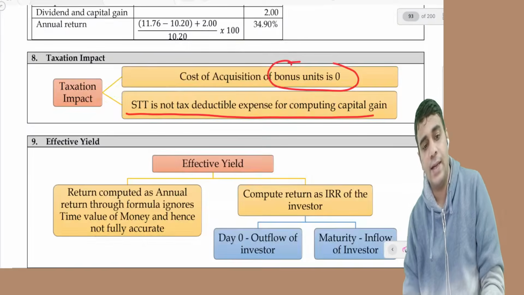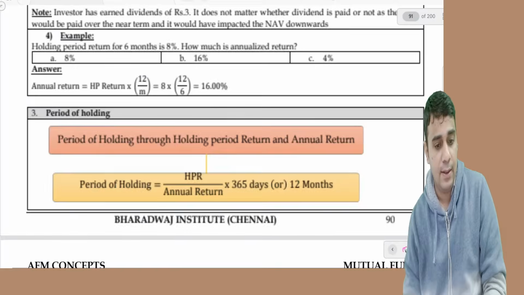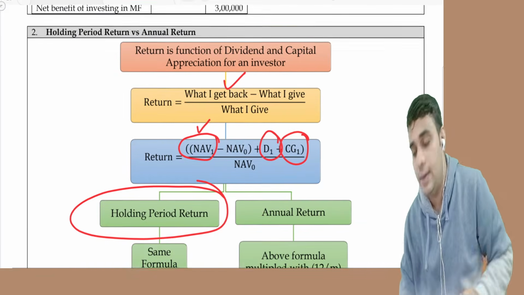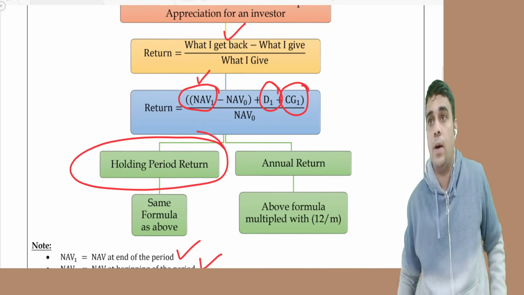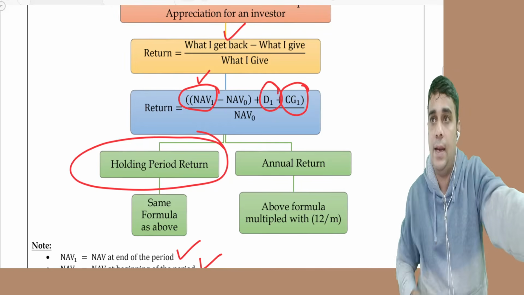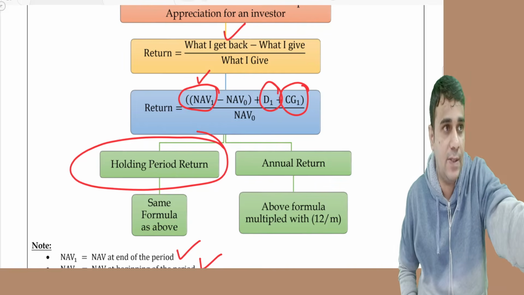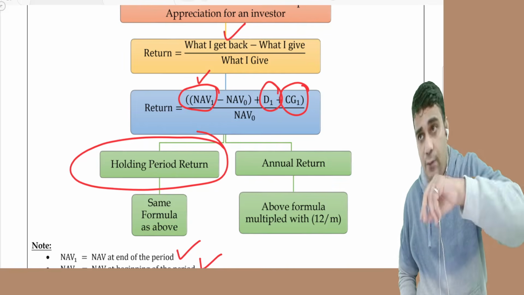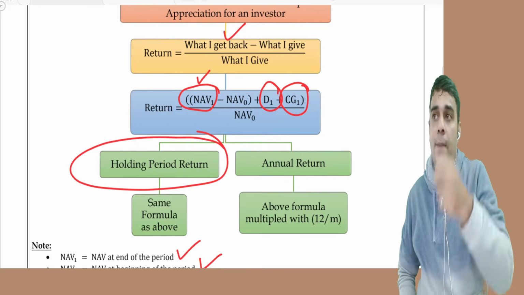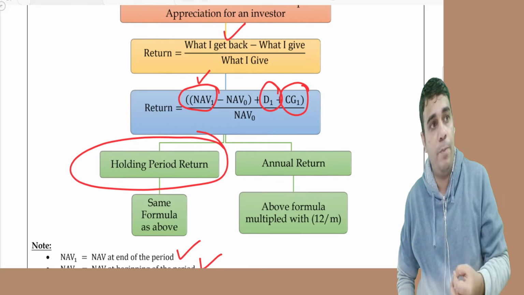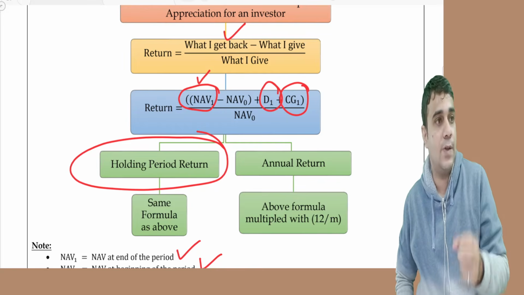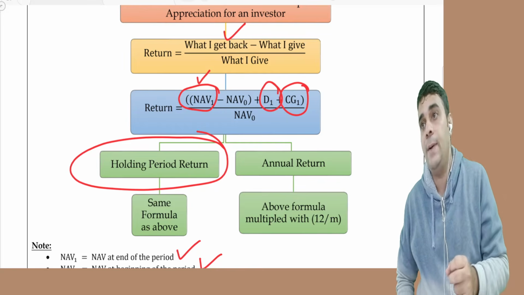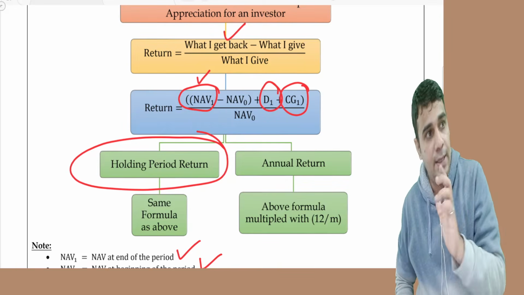Okay, let's revise what we have done till now. In today's session, I started with the return part again. In the return part, we learned that return is equal to what I get back minus what I give, divided by what I give. If it's a payout, it is (NAV1 − NAV0 + D1 + CG1) by NAV0 into 100. And if it's a reinvestment plan, it is closing value minus opening value divided by opening value into 100. If you multiply by 12 by M, that is technically called your annual return. Without 12 by M, it is called holding period return.